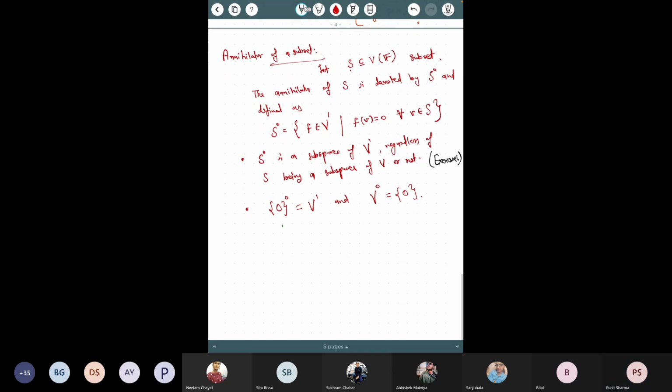Now, using this annihilator, you can prove a very interesting result. It says that the dimension of W. So W is a subspace, or W is a subset of V, and the annihilator is a subset of V dash. But then you can say the following. Let me write this as a result.